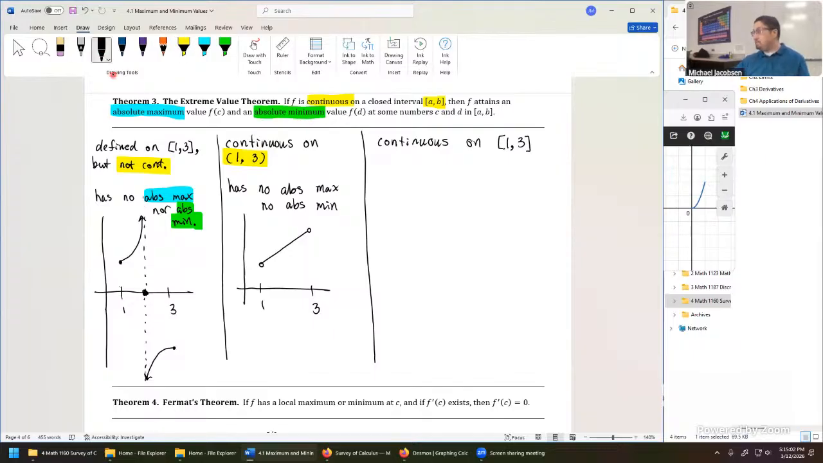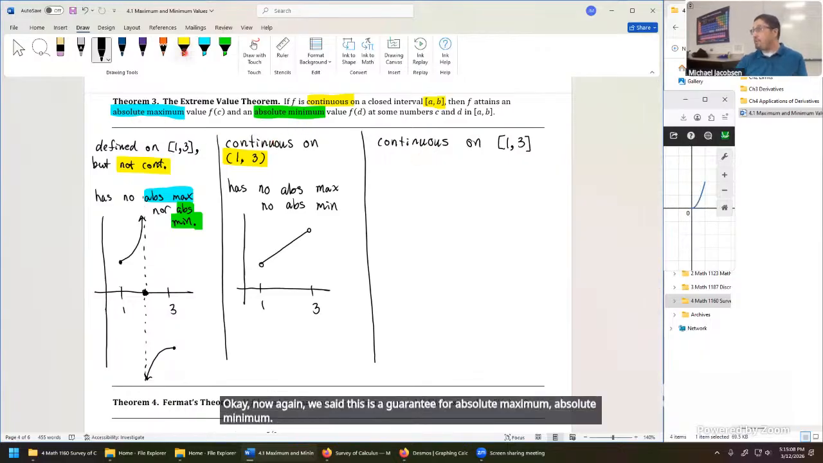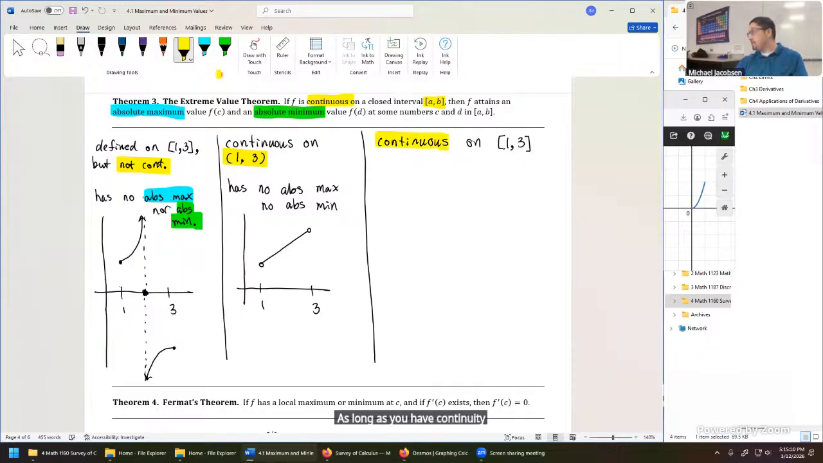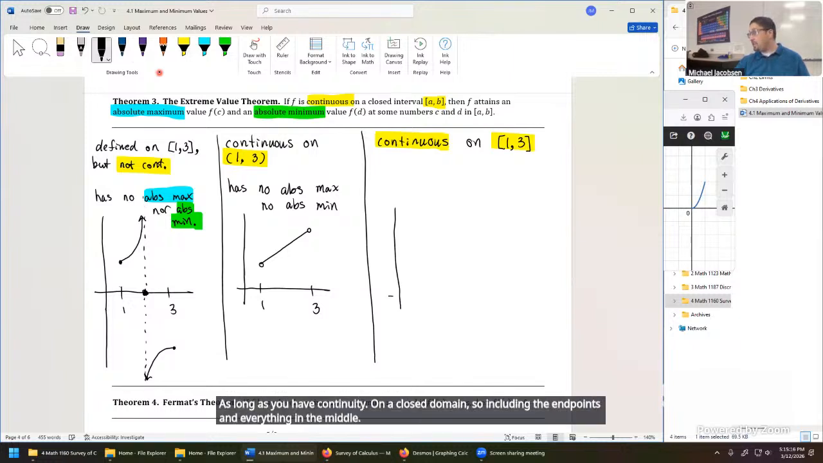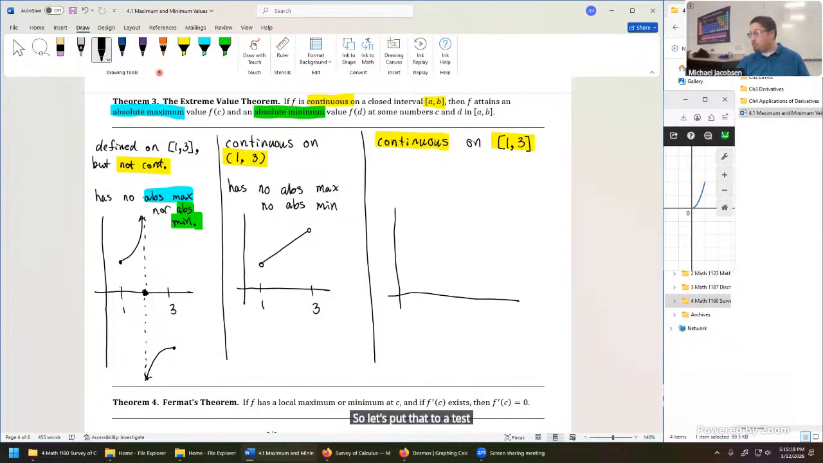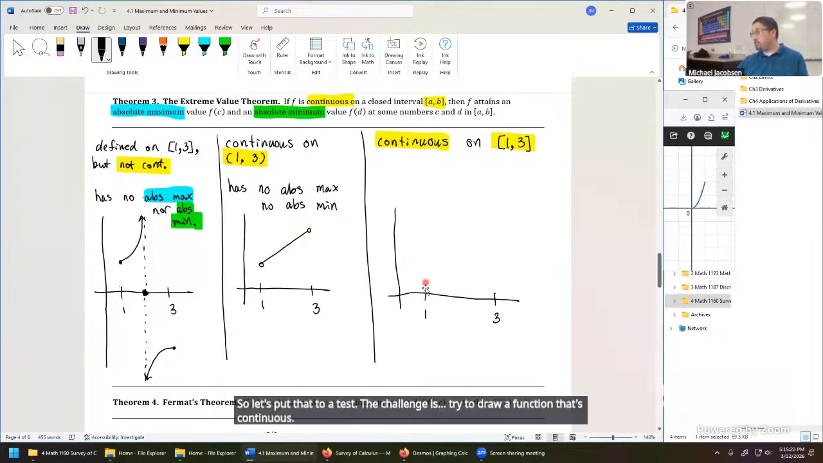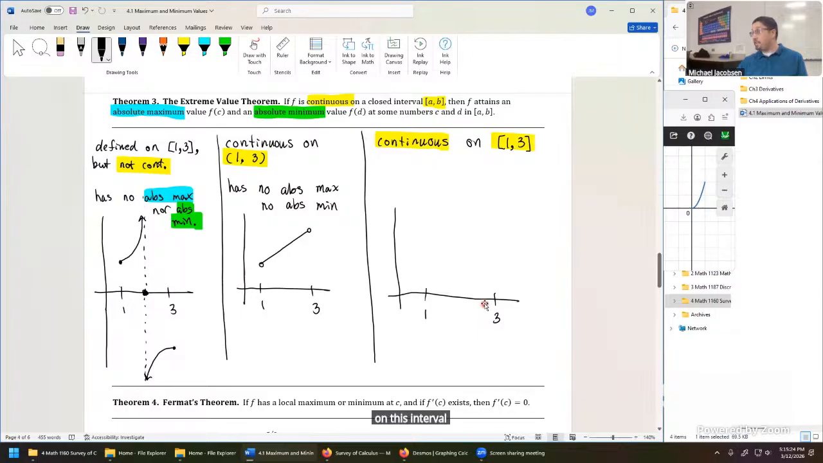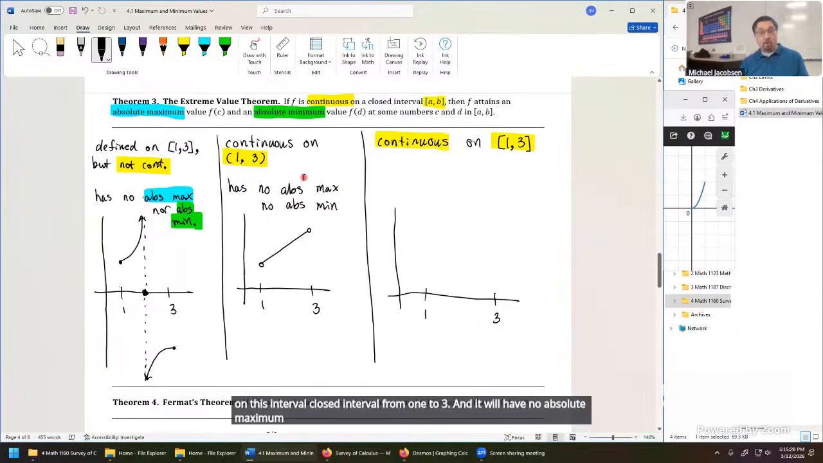Okay, now again, we said this is a guarantee for absolute maximum, absolute minimum, as long as you have continuity on a closed domain, so including the endpoints and everything in the middle. So let's put that to a test. The challenge is to try to draw a function that's continuous on this closed interval from 1 to 3, and it will have no absolute maximum, no absolute minimum, or one or the other is gone.